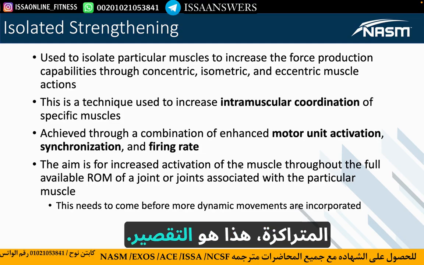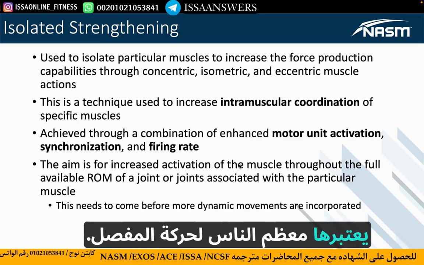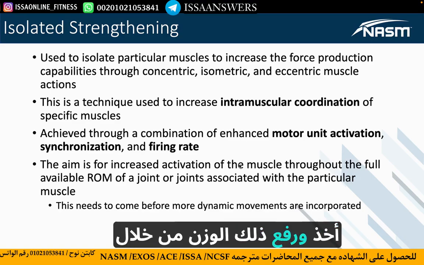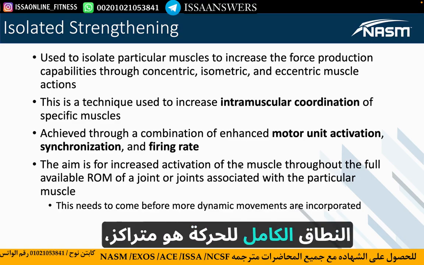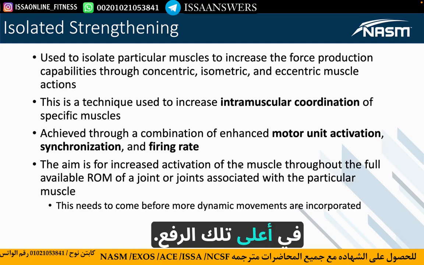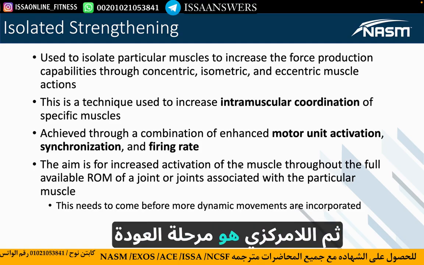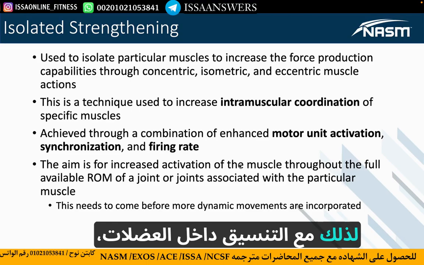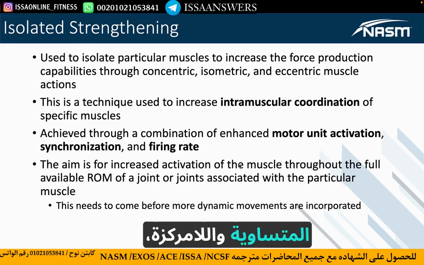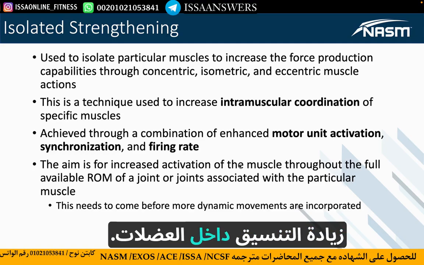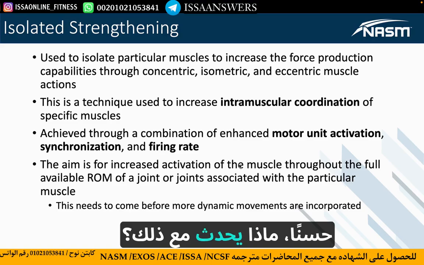Concentric, that's the shortening, that's the main motion that most people consider for your joint action. So concentric, like a bicep curl, taking and lifting that weight through the full range of motion, is concentric. Isometric is that pause at the very top of that lift. And then eccentric is the return or lengthening phase. Okay. So with intramuscular coordination, by using concentric, isometric, and eccentric actions, we can help to improve or increase intramuscular coordination.